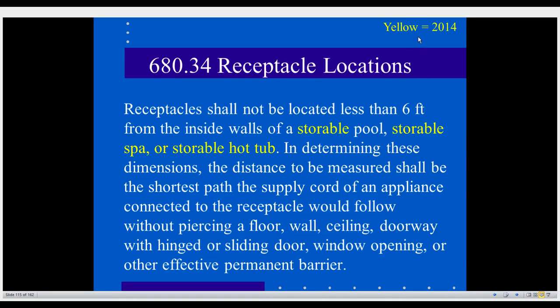One thing I will remind you is that the yellow you see here is in the 2014, and the white is what you see in the 2011. So they did add a couple words here. They added in the storable spas and hot tubs to kind of bring them along into this fold here.